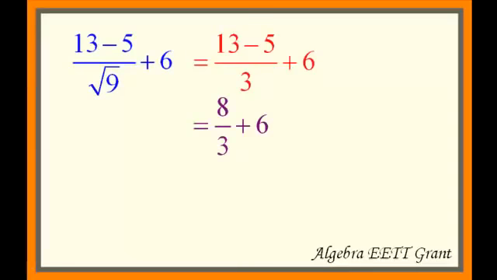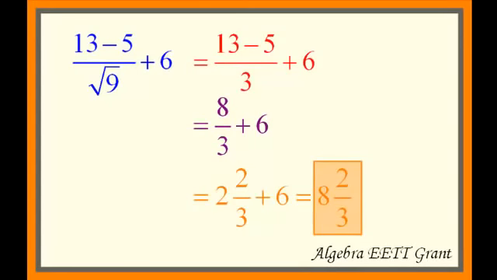Well, 13 minus 5 will give us 8. So we have 8 thirds plus 6. Well, 8 thirds is really a mixed number, so to combine it with a 6, we can rewrite 8 thirds as 2 and 2 thirds. And 2 and 2 thirds plus 6 will give us an answer of 8 and 2 thirds.